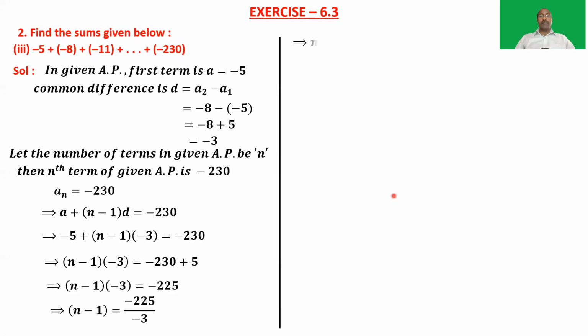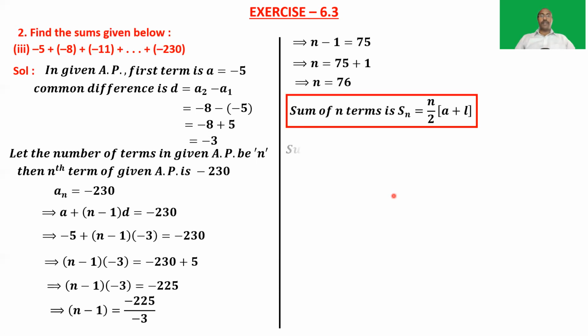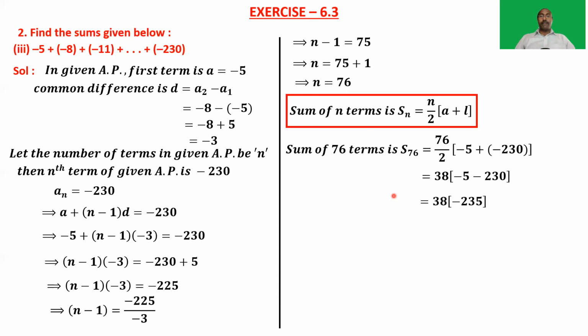We got n is equal to 76, and now sum of n terms is Sn is equal to n by 2 into a plus l, and by substituting all values we get S76 is equal to minus 8930. Okay, so let us take the third problem in this exercise. In an AP, first one is given a is equal to 5, d is equal to 3, an is equal to 50. Find n and Sn.